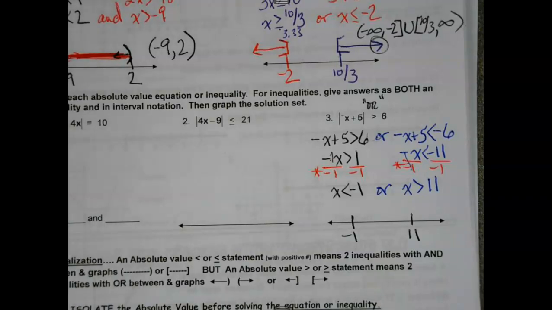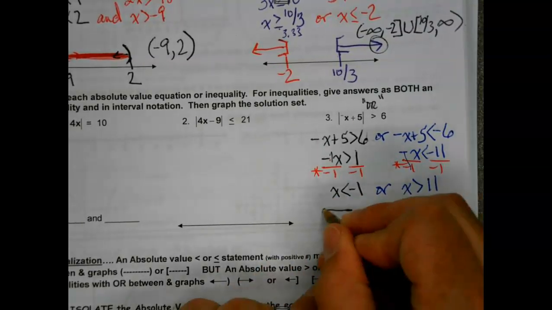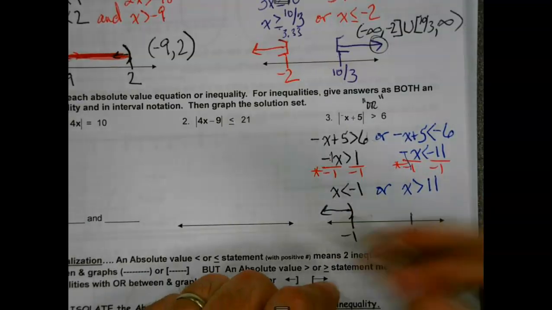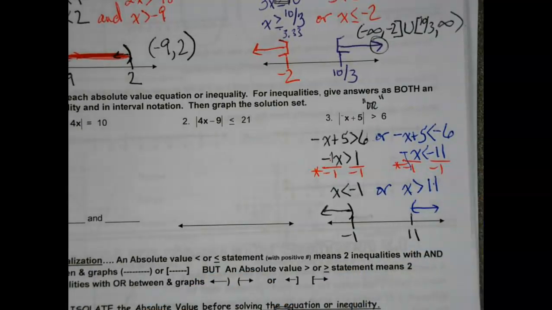So now we get to see, is it going to do what it's supposed to look like? Let's see. X is less than -1. Less than goes left. Or X is greater than 11. Bingo, looking good.